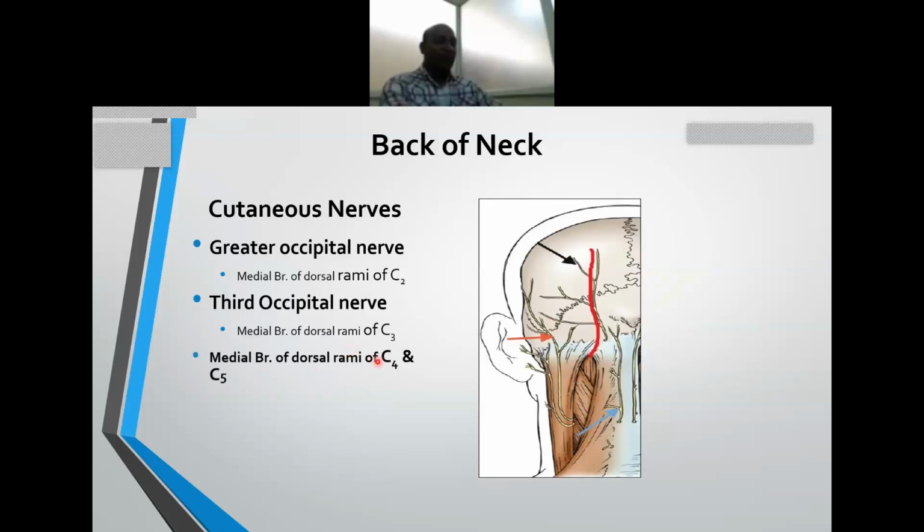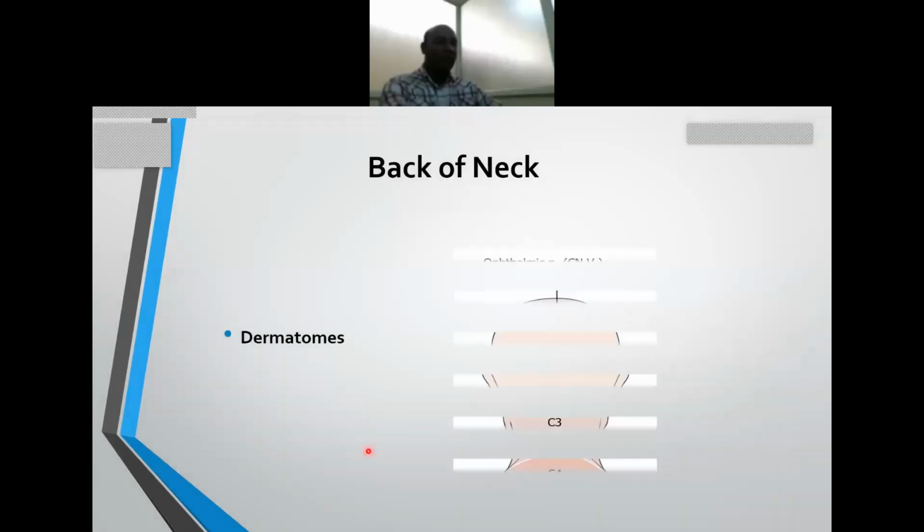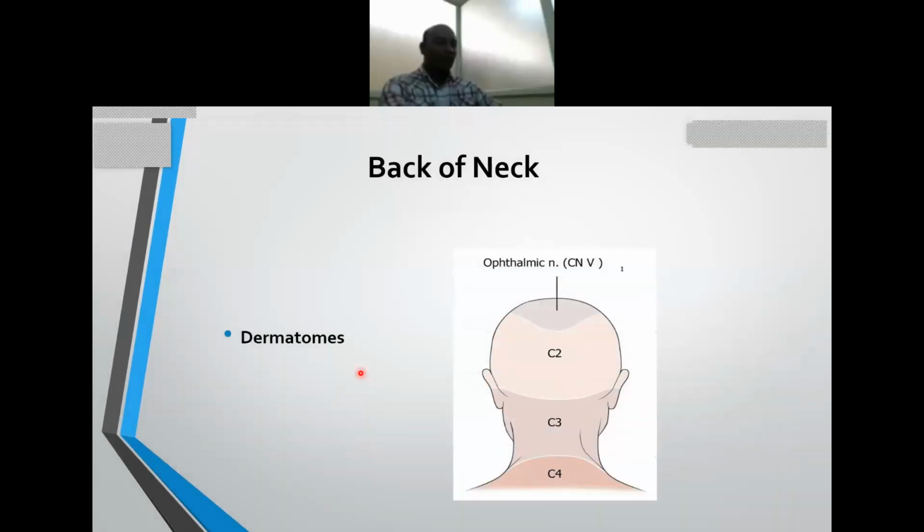Then there are medial branches of the dorsal rami of C4 and C5 as well, which also supply the back of the neck. The dorsal ramus of C1 is actually purely motor, and it supplies the deeper muscles in the neck and the suboccipital triangle. So there are no cutaneous branches and there is no C1 dermatome.